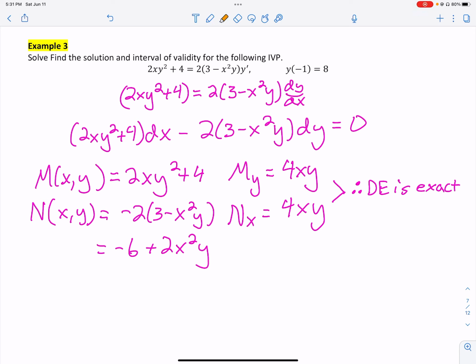I'm going to mention this now so I don't forget it. In the last example, I forgot to mention what this thing is, the interval of validity. We'll talk about that when we get there. I'm just going to say it out loud now so there's a chance I remember.